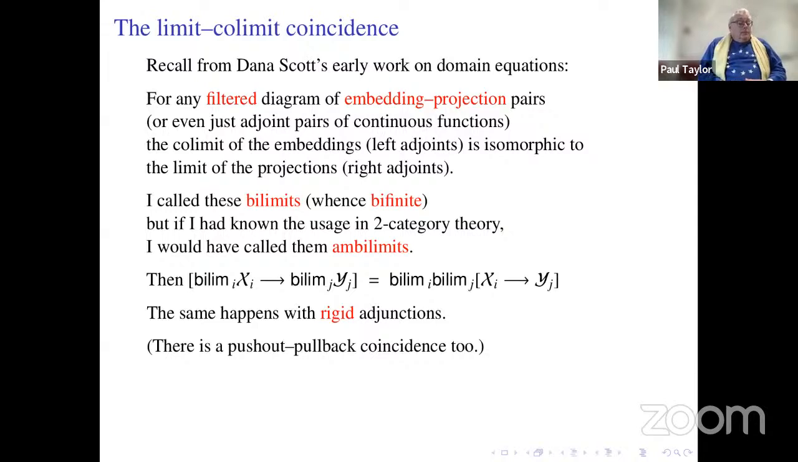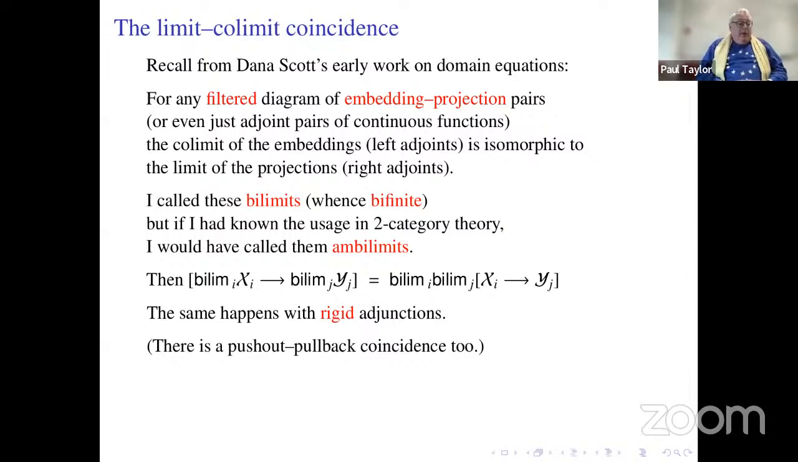the co-limit of the embeddings is isomorphic to the limit of the projections, the left and the right adjoints respectively. And when I was doing this in my thesis and shortly afterwards, I called these things bilimits. And I didn't know at the time that the Australians had already used the word bilimit in two-dimensional category theory. So I propose as an alternative name to that ambilimits.